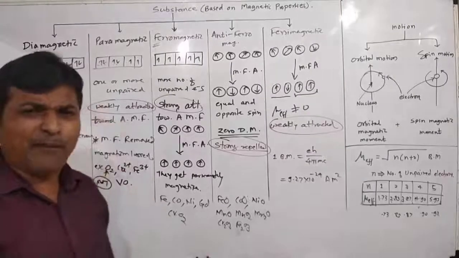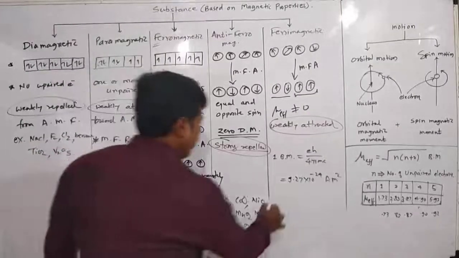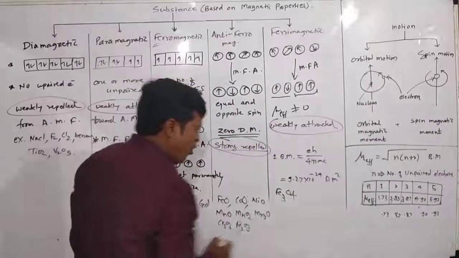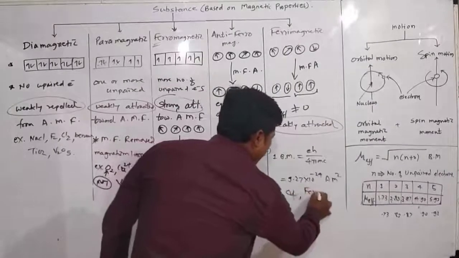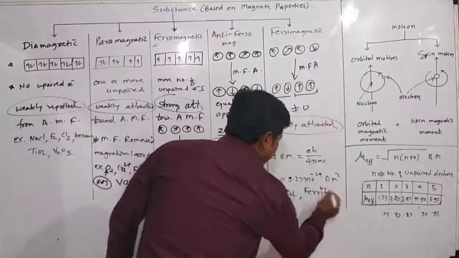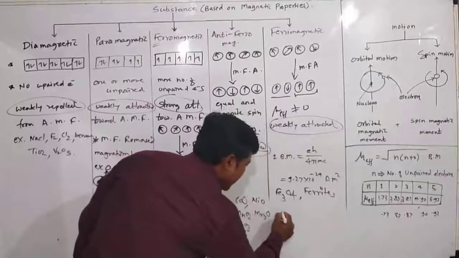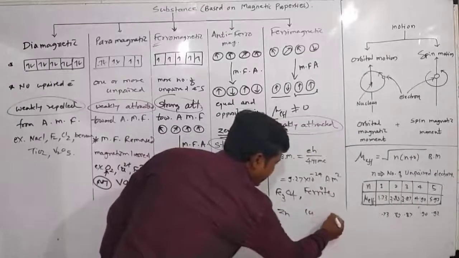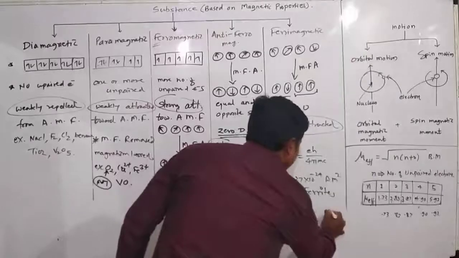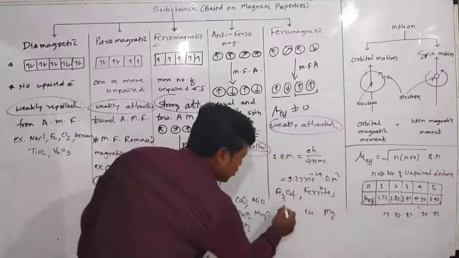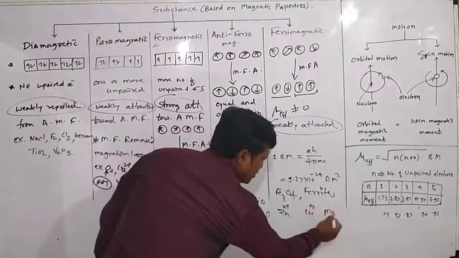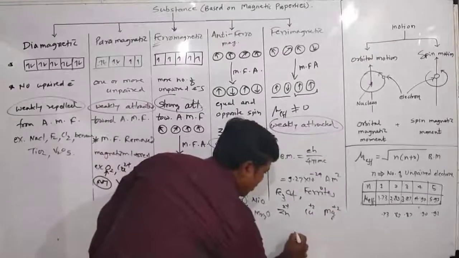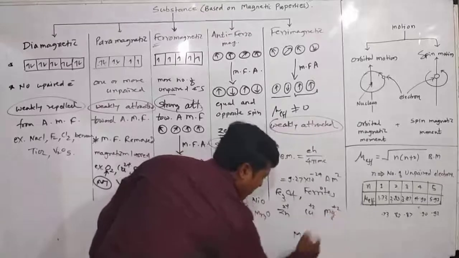What are the examples of ferrimagnetic substances? There are only two kinds of examples. The first is Fe3O4, and the other examples are ferrites. Ferrites are zinc ferrites, copper ferrites, and magnesium ferrites. Zinc has a 2+ oxidation state, copper has a 2+ oxidation state, magnesium has a 2+ oxidation state.